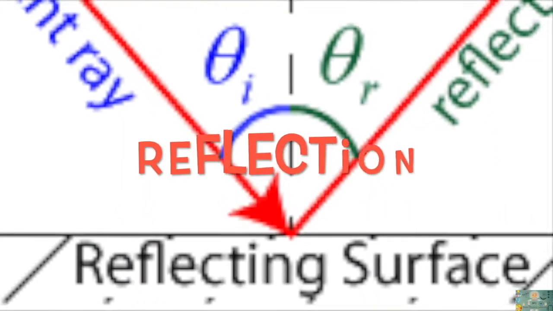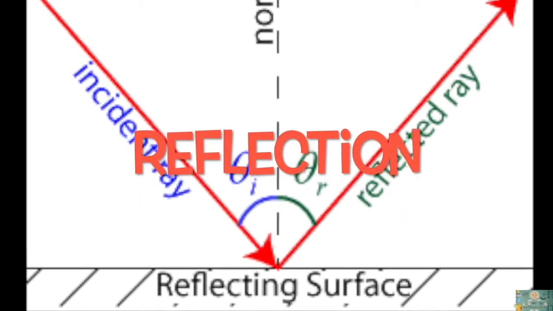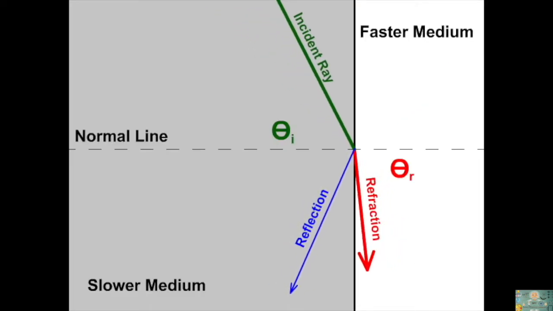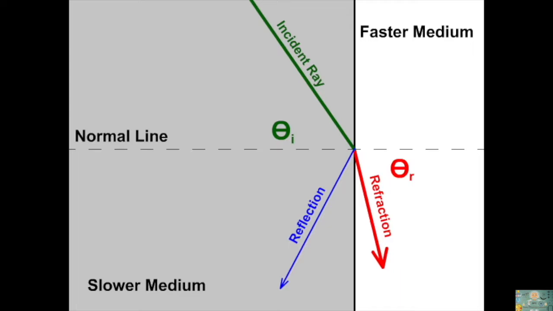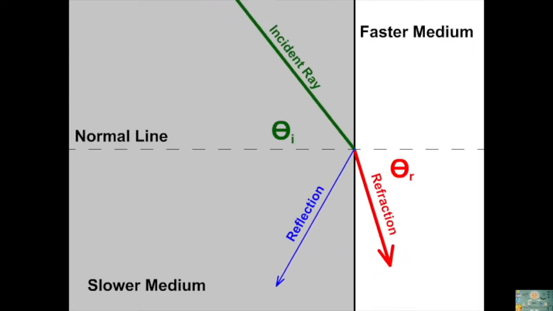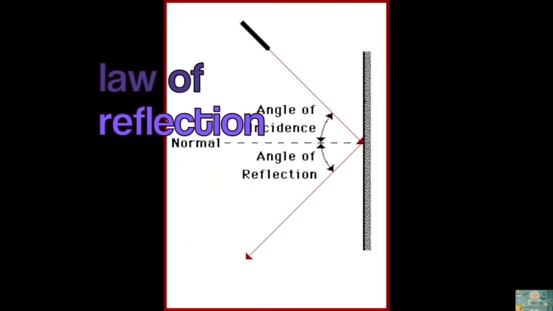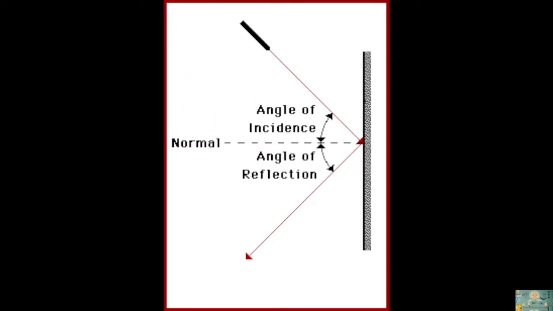What is reflection? Reflection is the phenomenon of light rays bouncing back into the same medium after striking a smooth surface. If a perpendicular line is drawn from the smooth surface, then the angle of reflection is equal to the angle of incidence with respect to the normal. This is called the law of reflection. We have three types of reflections: regular reflection, diffused reflection, and multiple reflection.